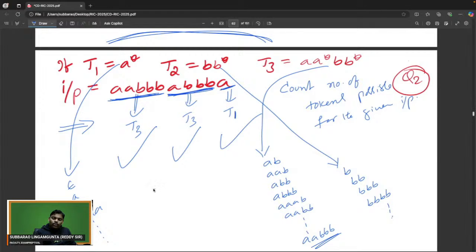How many tokens are there? 3 tokens. The token stream is T3, T3, T1. Count the number of tokens possible for the given input expression. So 3 tokens are there.